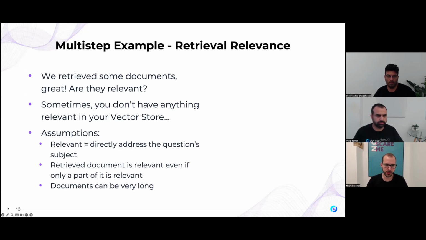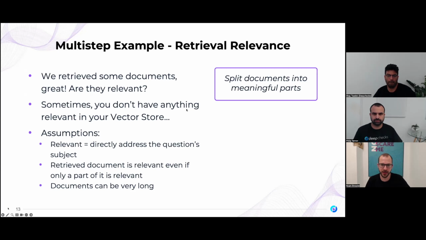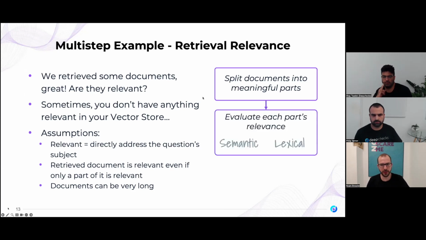And so, some assumptions. We'll assume that relevant is anything that addresses the subject of the question, and that a document could be relevant if only part of it is actually relevant for the question, because the answer could be hidden somewhere inside. So what we did here, we don't look at the document as a whole, but we split it into meaningful parts that contain key facts or claims about the world. And for each of these key facts or parts, we evaluate them for relevance compared to the question.